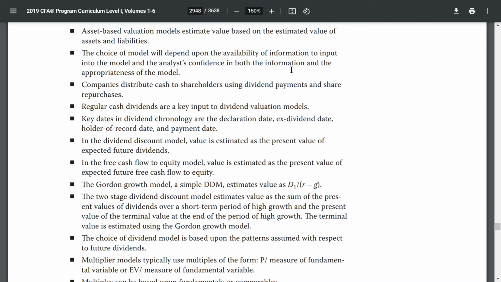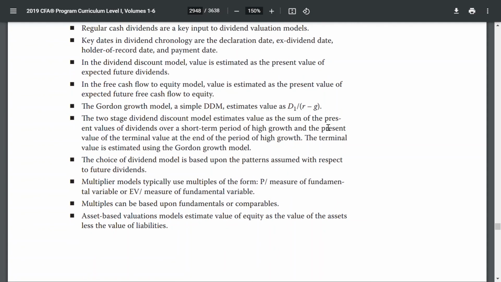Companies distribute cash to shareholders using dividend payments and share repurchases. Regular cash dividends are a key input in dividend valuation models. Key dates in dividend chronology are the declaration date, ex-dividend date, holder-of-record date, and payment date. In the dividend discount model, value is estimated as the present value of expected future dividends. In the free cash flow to equity model, value is estimated as the present value of expected future free cash flows to equity. The Gordon growth model, a simple DDM, estimates the value as D1 divided by (r minus g).